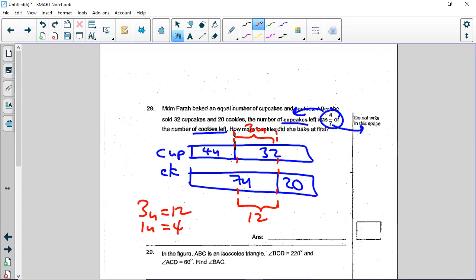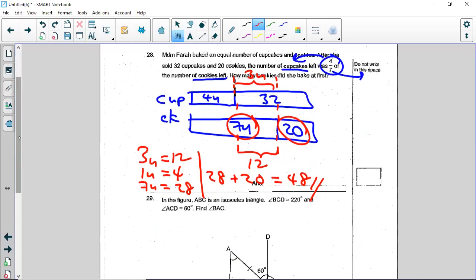So how many cookies did she bake at first? 7 units plus 20, right? So 7 units will be 7 times 4, 28. Then 28 plus 20, and that's how you get 48 cookies at first. Yep. Okay, model drawing. Okay, question 29 also quite easy.